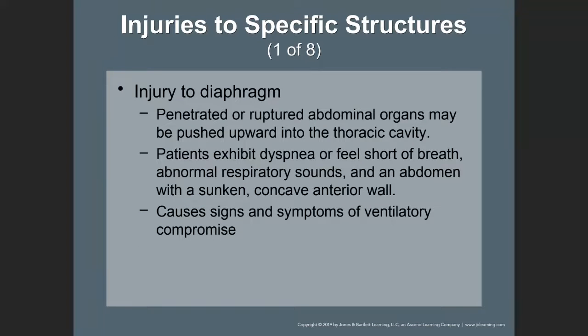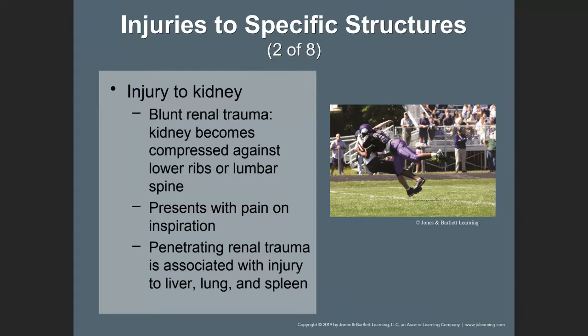Injury to the diaphragm. A penetrated or ruptured abdominal organ may be pushed upward into the thoracic cavity. So if the diaphragm is ruptured, the negative pressure that is created in the thorax can pull the intestinal organs into the thorax. The patient exhibits dyspnea or feels short of breath, has abnormal respiratory sounds, and an abdomen with a sunken, concave anterior wall will be present, which makes sense if the abdominal structures are being pulled into the chest. Causes, signs and symptoms of ventilatory compromise.